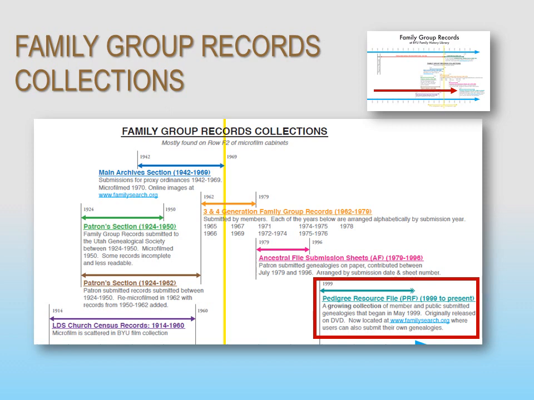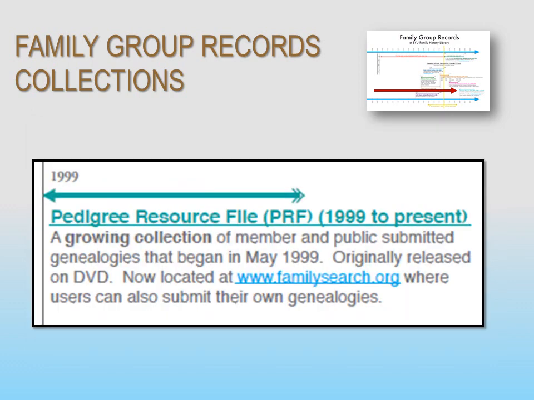The final collection is the Pedigree Resource File. It is a growing collection of member and public submitted genealogies that are available on FamilySearch.org under Genealogies. They have sources and other valuable information on them.